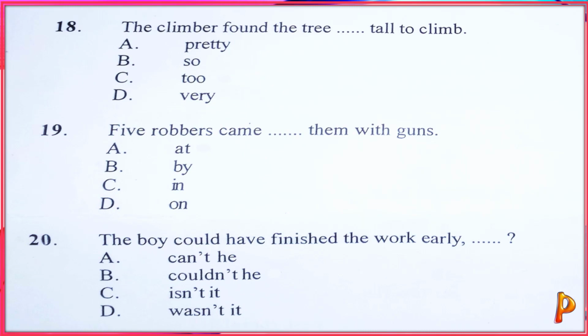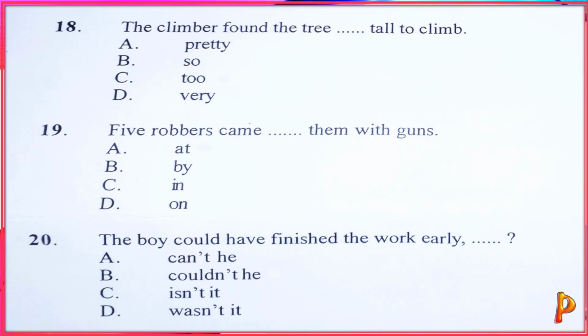Question 18. The climber found a tree dash tall to climb. A. Pretty tall to climb. B. So tall to climb. C. Too tall to climb. D. Very tall to climb. The correct answer to this question is answer space C. The climber found a tree too tall to climb.